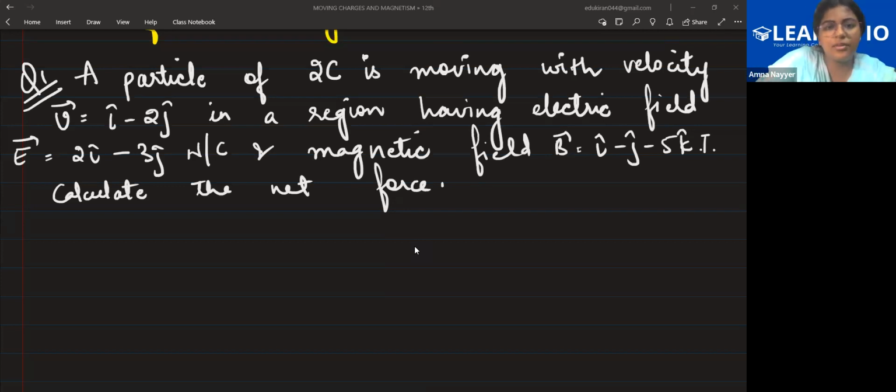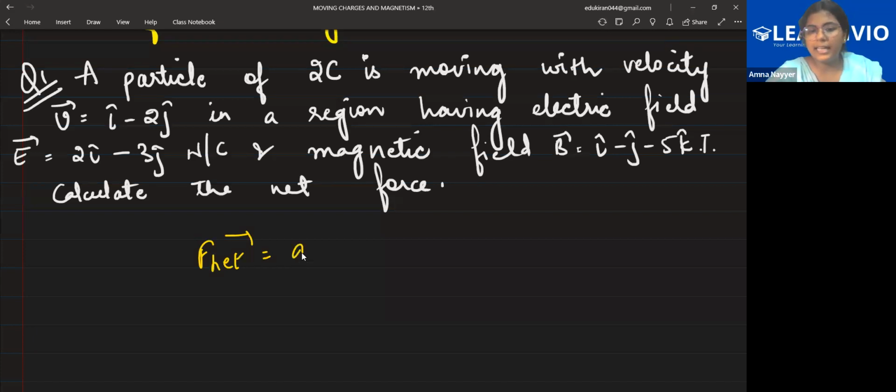Now, straight away, if you have a question like this: a particle of 2 coulomb is moving with velocity i cap minus 2j cap in a region having electric field 2i cap minus 3j cap and magnetic field i cap minus j cap minus 5k cap. Now, instead of calculating it separately, you can directly use the formula or directly add it.